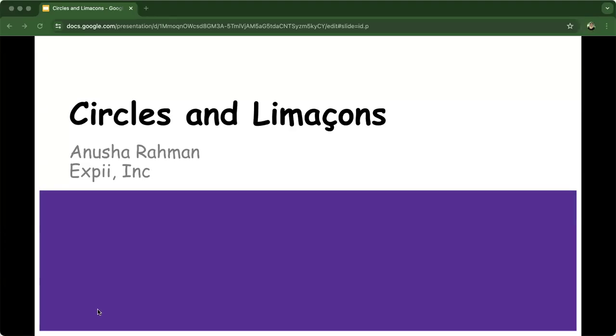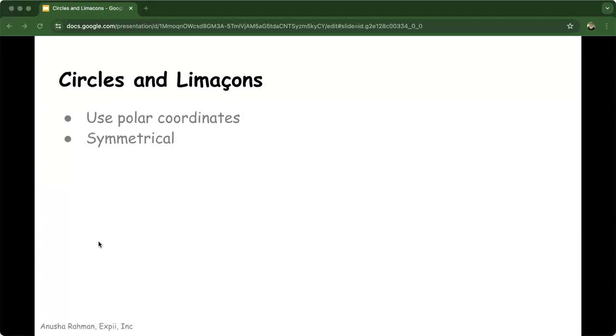Hey everyone, today we will be talking about circles and limaçons. So next in our lesson on polar equations, we're going to learn about these circles, cardioids, and limaçons. These are all types of curves that can be represented by polar coordinates and polar equations.